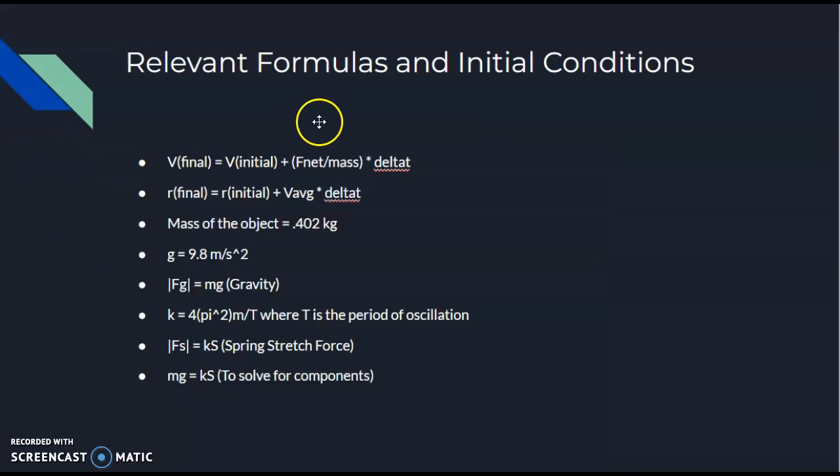Relevant formulas and initial conditions. So we have the velocity update and we have the position update from Newton's second law. And then we have the mass of the object given through pre-lecture videos. We have this gravitational constant. We have this equation Fg equals mg for gravity. And then we have k equals 4 times pi squared m divided by T squared, where T is the period of oscillation. And then Fs equals ks, the spring stretch force, and mg equals ks to solve for the components.